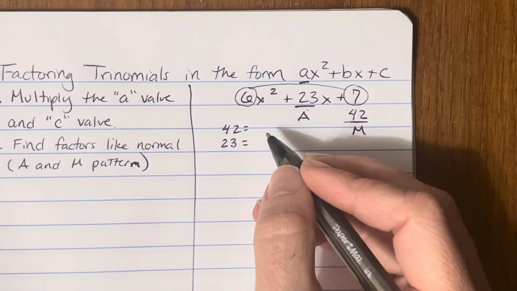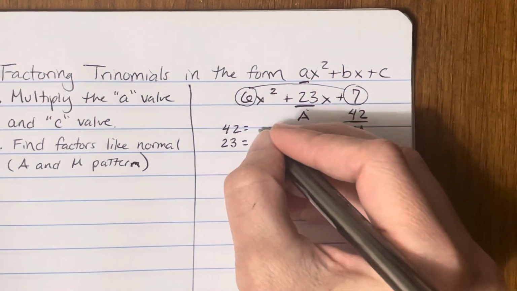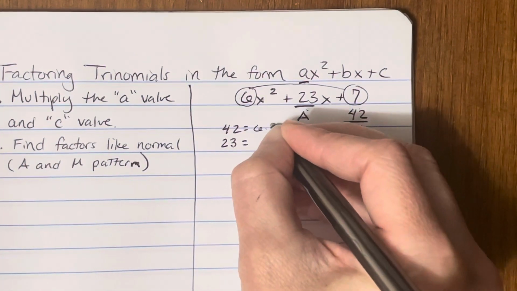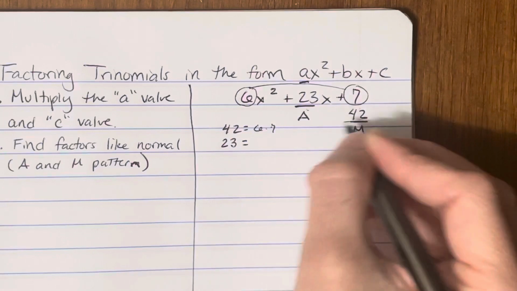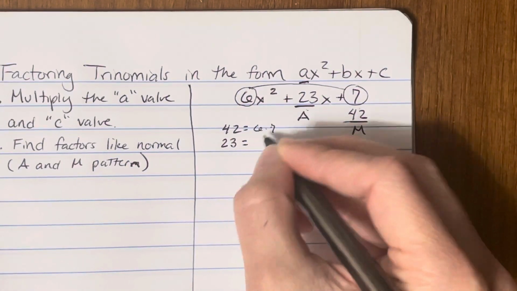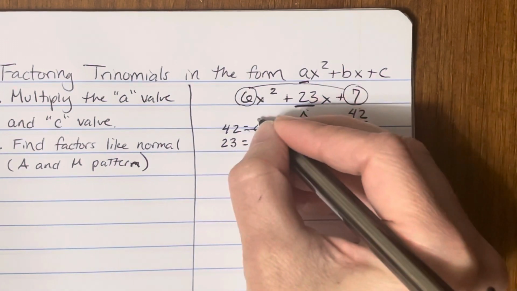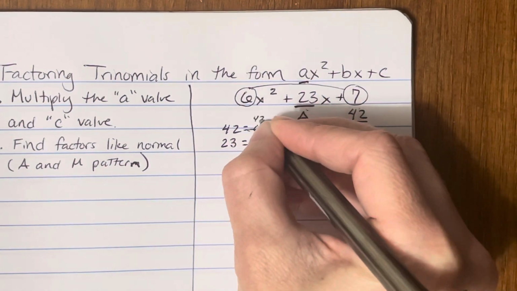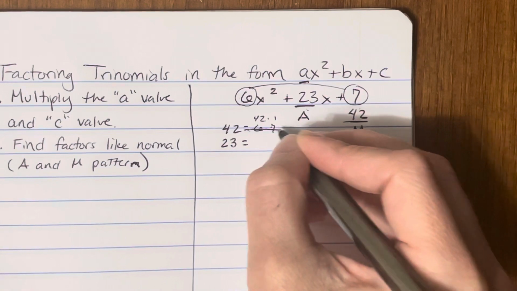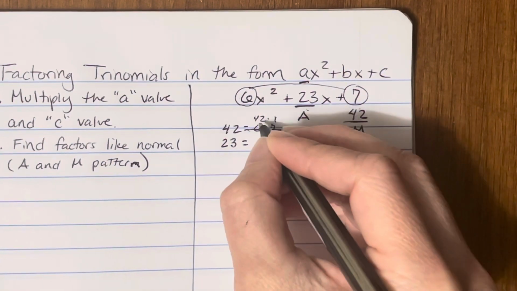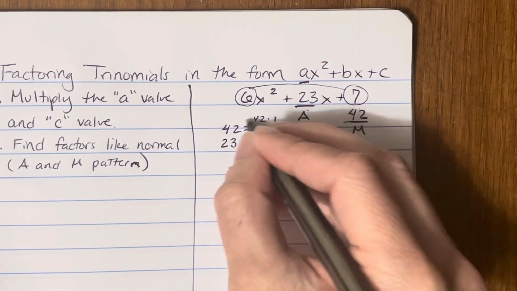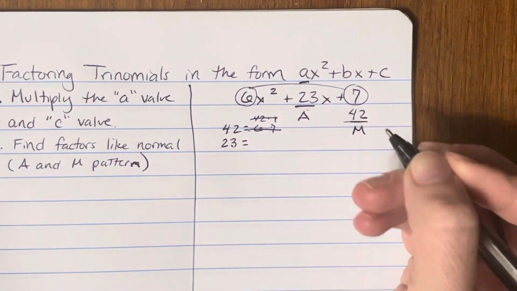So think of all the things that will multiply together to get 42. Well, it might be 6 and 7. I know those are factors, but 6 plus 7 is not 23, so 6 and 7 doesn't work. What else will multiply together to get 42? Well, the next thing I think of maybe is 42 and 1, but 42 plus 1 is definitely not 23, nor is it, even if they were both negative, that wouldn't work. Okay, so that's not it.